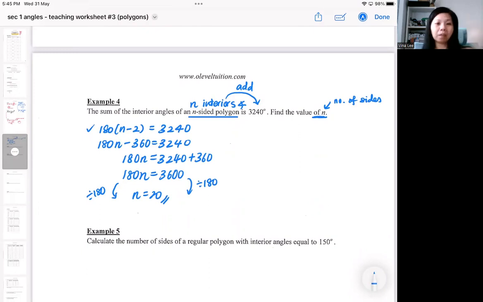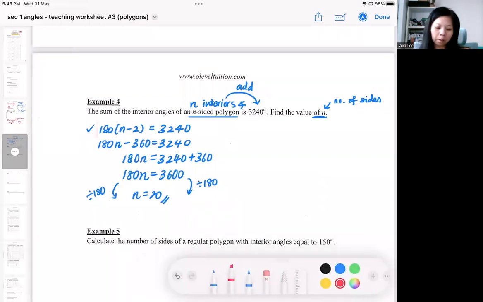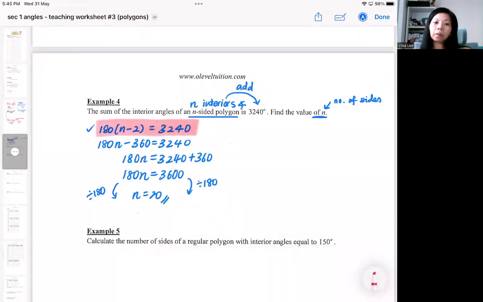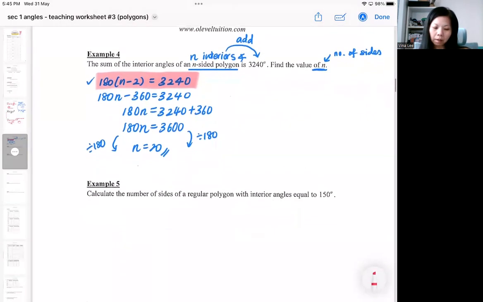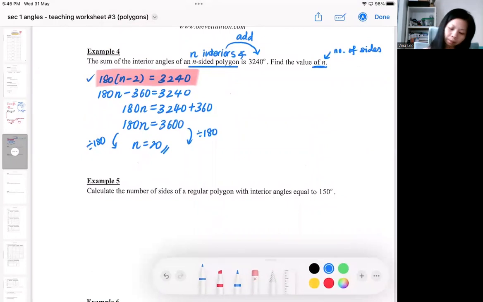Note that in this question, it is not a regular polygon. So I cannot be using that formula. Instead, I set up the equation. This is a very simple algebra that we set up, and then we solve it like x, but we solve for n.